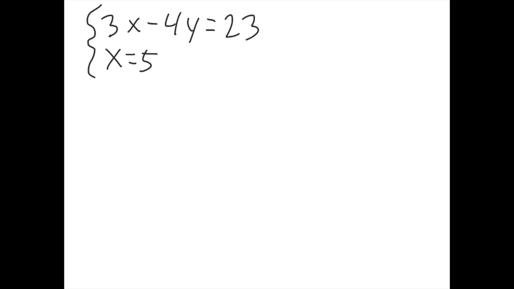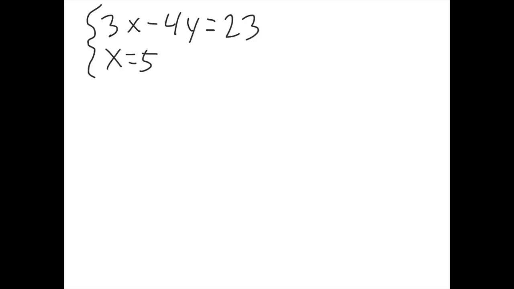3x minus 4y equals 23 and x equals 5. And we're going to solve this using substitution. So what we need to do is start off with, we have x equals 5 here. So we want to take the knowledge that x equals 5 and substitute x into the other equation with 5. So instead of saying 3x, we're going to say 3 times 5. So let's rewrite this then.